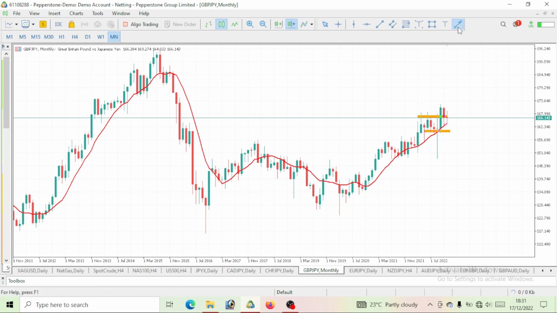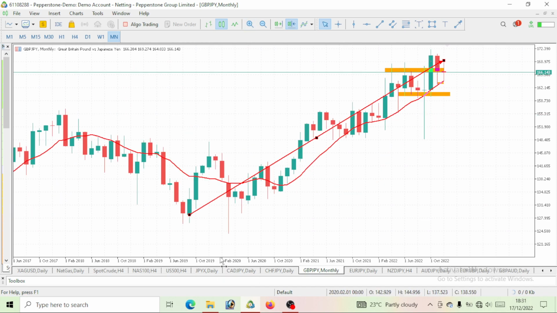You can clearly see that there's only one movement we are making on GBPJPY. That is an uptrend move, right? You can see higher highs and higher lows. This movement started around 2019, right? Price has been giving us a bullish move ever since then.